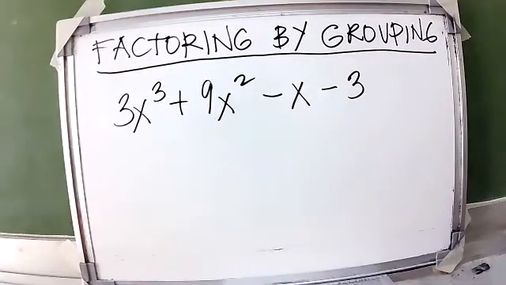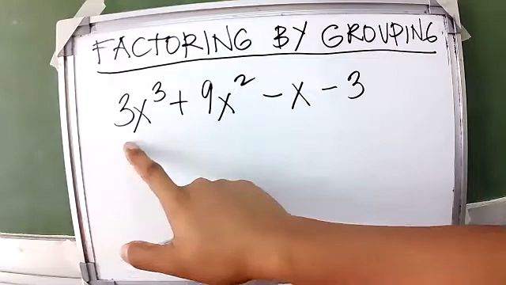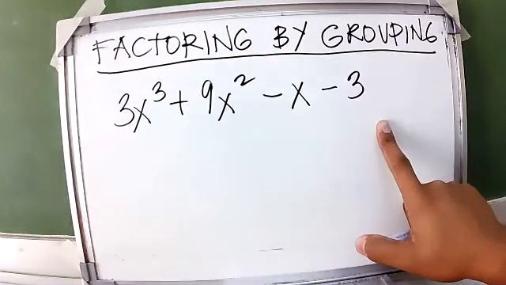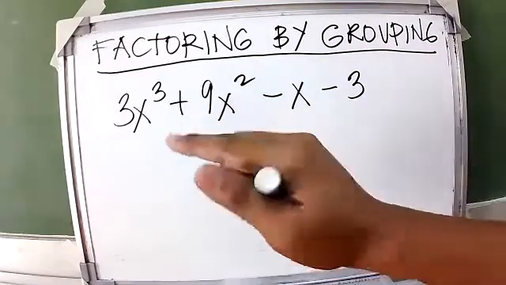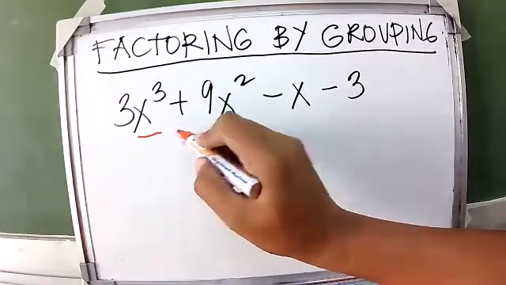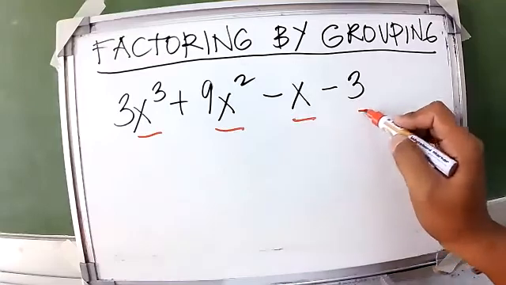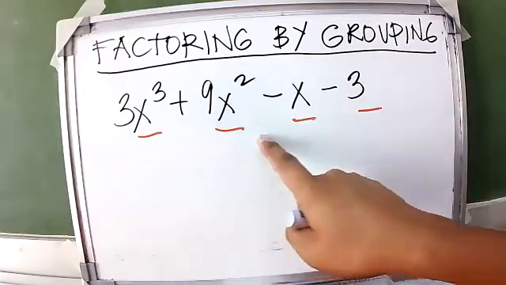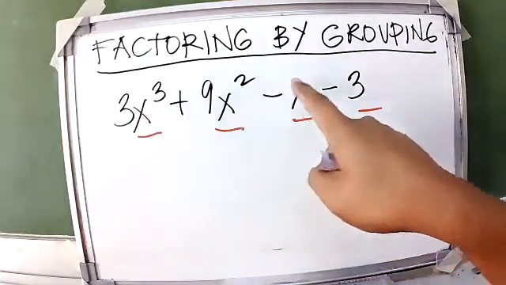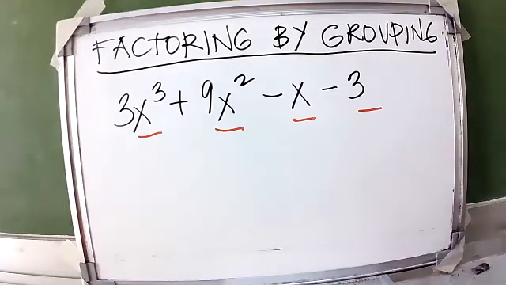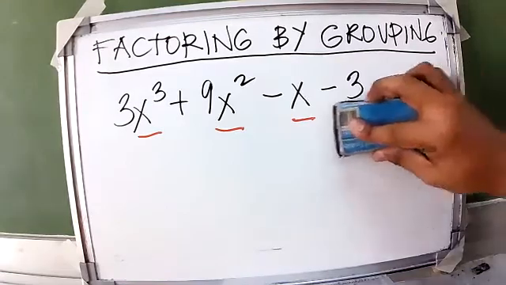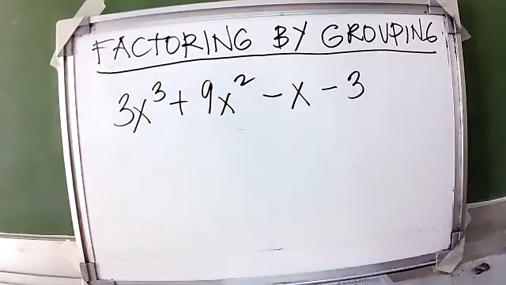Okay, I repeat. In factoring by grouping, can this be factored by grouping? Let's see. Let's first examine our given. We have here x cubed, x squared, x, constant. So the degrees of our terms per variable are in the proper order. So no problem. Next, let's examine our coefficients.